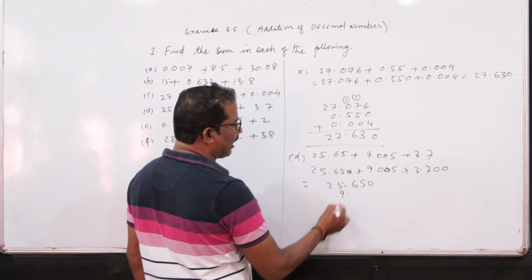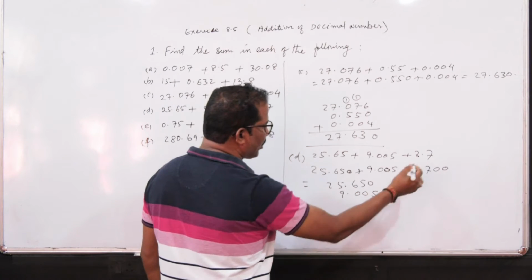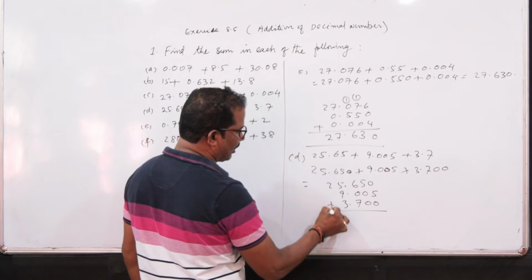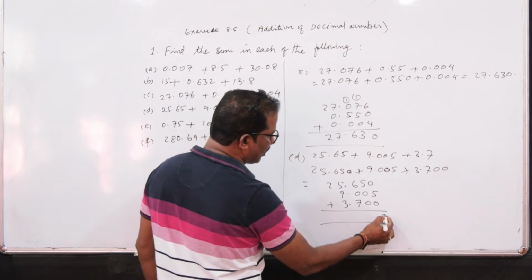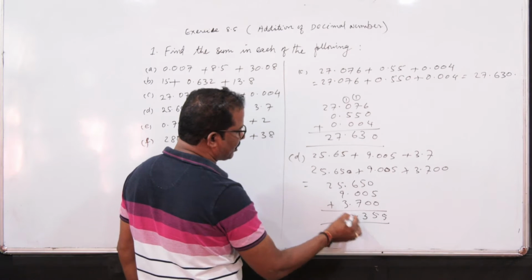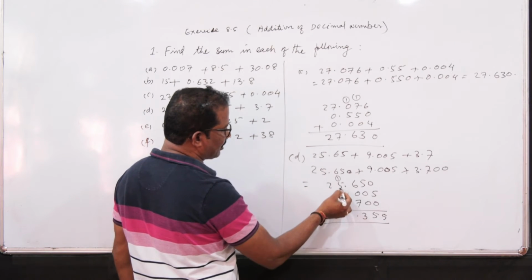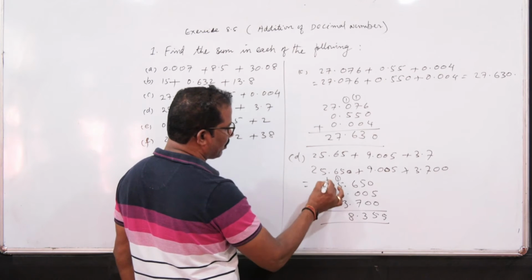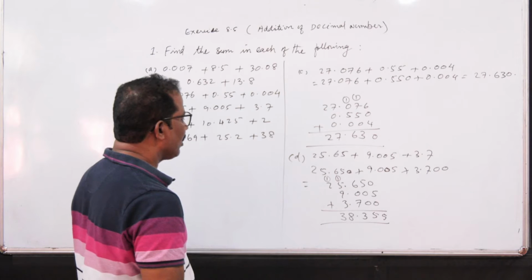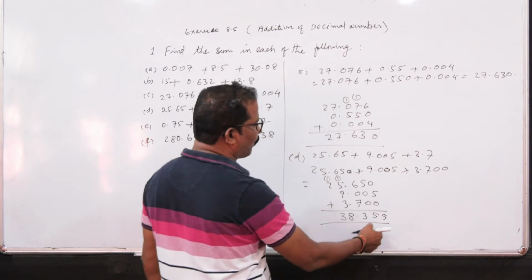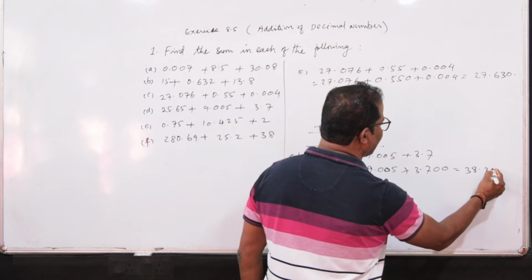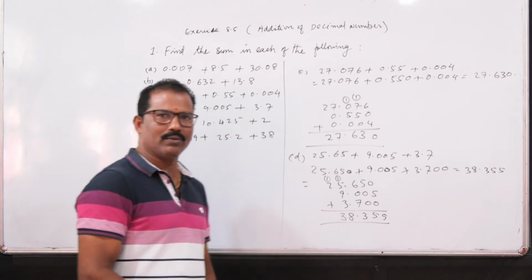25.650 and here 9.005 and here 3.700. So we can add. We get 5 only, here also 5 only, here it is 13. 13 means 1 will go carry, and it is 6, 15, 18, 1 carry, and it is 3. So how much did we get here? 38.355. So we can write the sum here, that is 38.355. Understand, all of you?